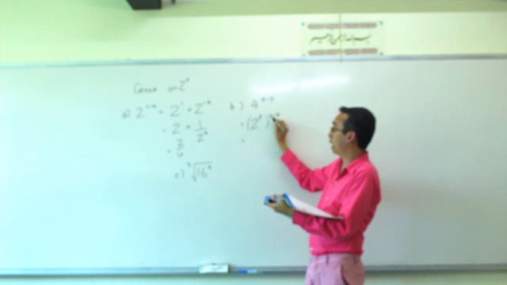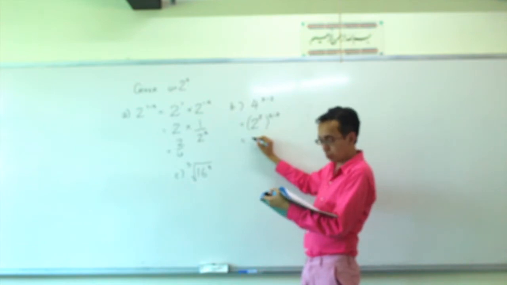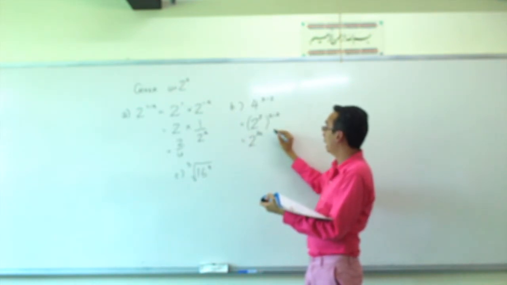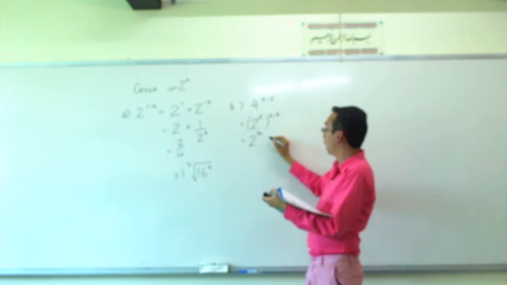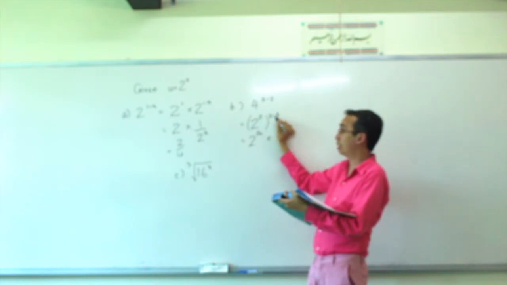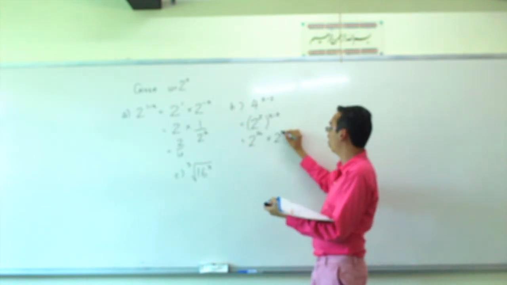This is 2 to the power of 2x, so it will be 2 to the power of 2x, and then minus 2, right? So it's times 2 to the power of negative 4. So 2 to the power of negative 4.